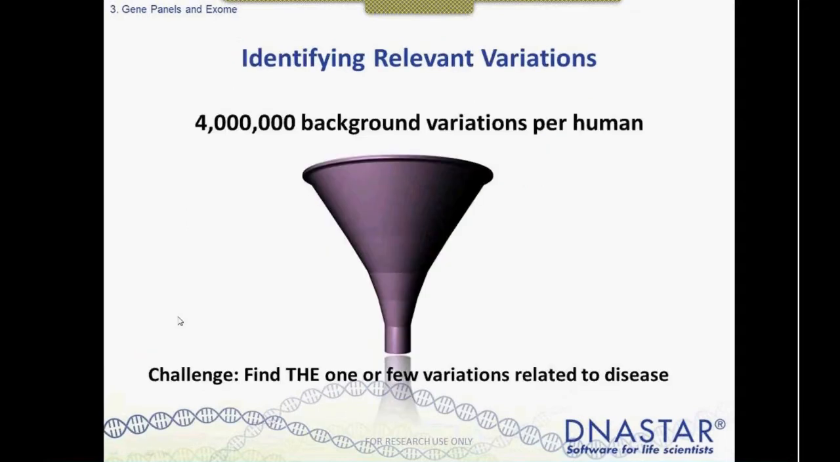So really the challenge becomes, if each individual has 4 million background variations that are unique to an individual, how do we filter through all of that and find just that handful of variations or even one variation that may be causing disease in an individual? And so that really requires a couple of things: really good data and really good accurate assembly, and then a way to narrow down the search, to filter or to narrow down the gene list to find those genes that are causing the problem.